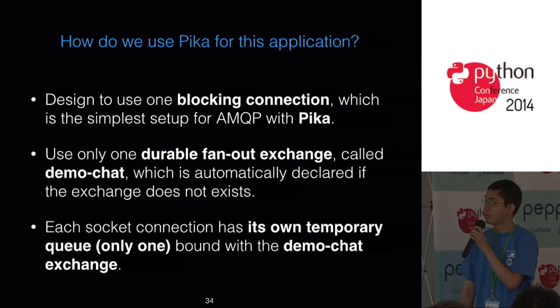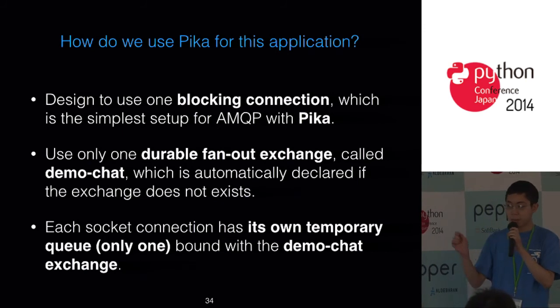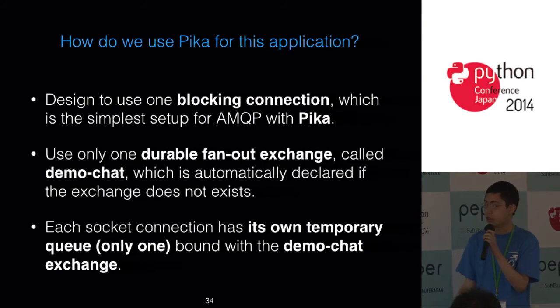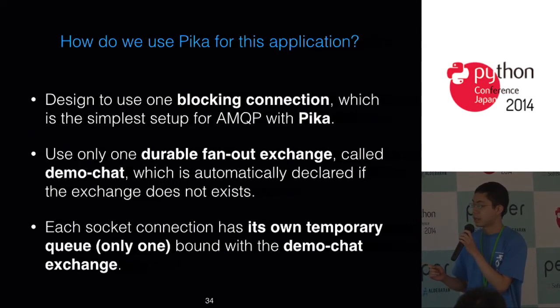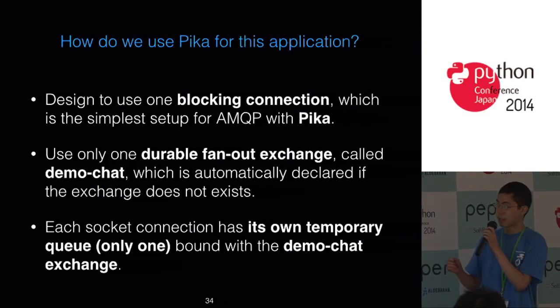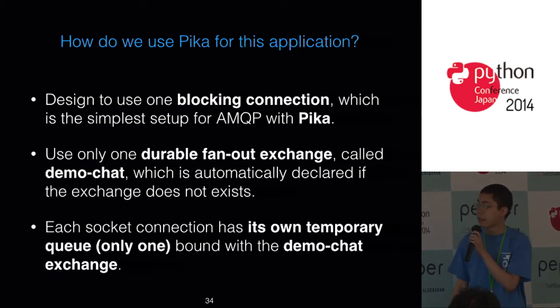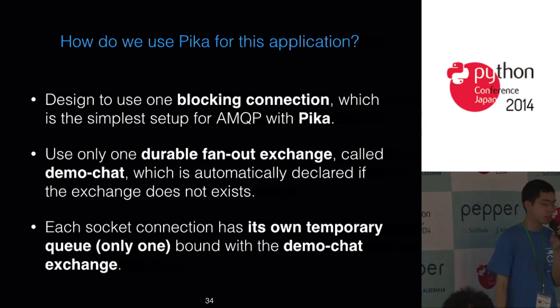And we use one durable fan-out exchange. This means that if I have a queue that binds to that exchange, it's like a channel that you can talk to and send a message. Just read the documentation. It's a wonderful tool that you should be using. A fan-out means that when I send a message to this exchange, it's distributed to all the queues bound to it. Each socket connection has its own temporary queue, which is removed instantly after the socket connection is closed.